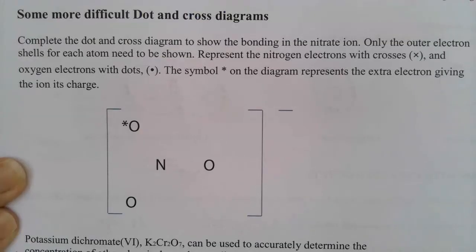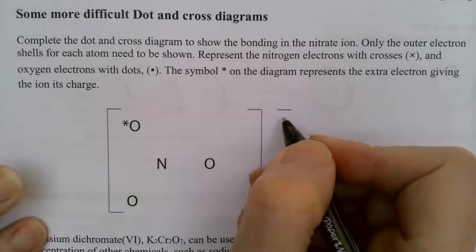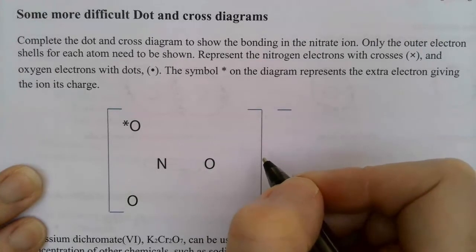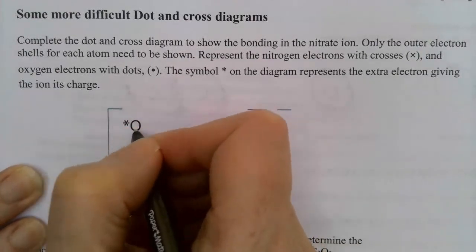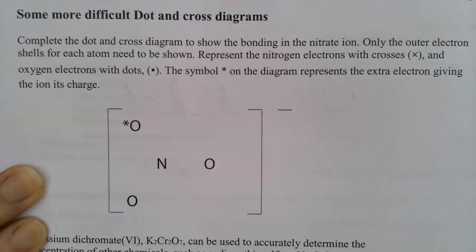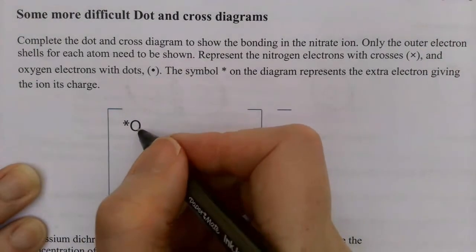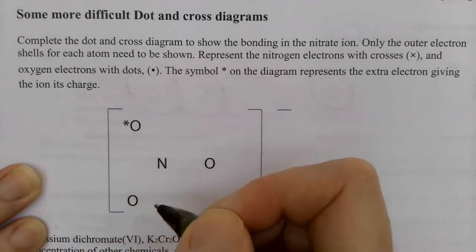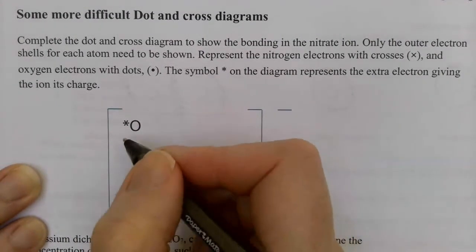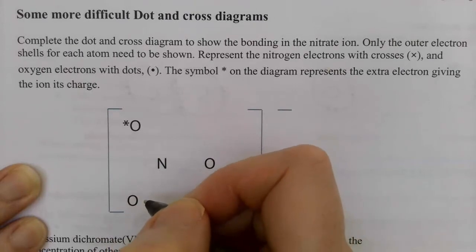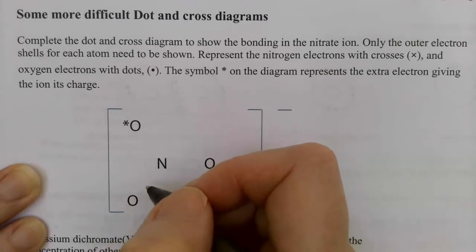So we're just going to finish this section off by looking at some of the more difficult dot cross diagrams. Here we're going to look at an NO3 negative ion. The negative means that one of the species in here has gained an electron. You can see here the star representing the gained electron on the oxygen. That means that the oxygen only forms a single bond with the nitrogen, because if it formed a double bond it would push it over the limit of 8 electrons.